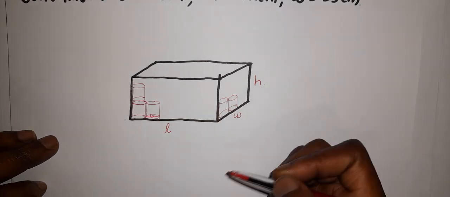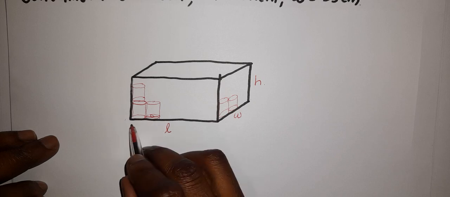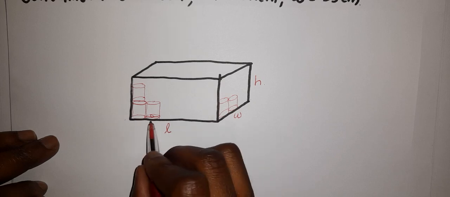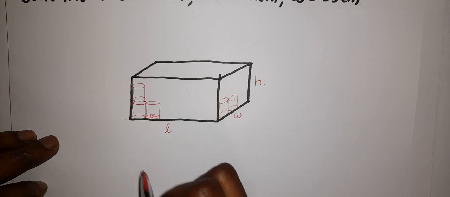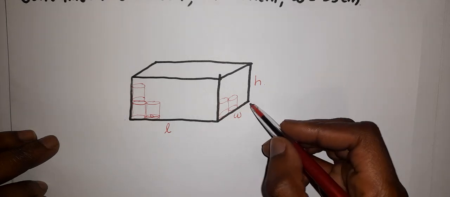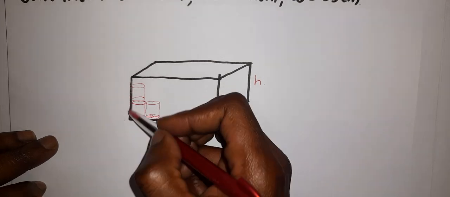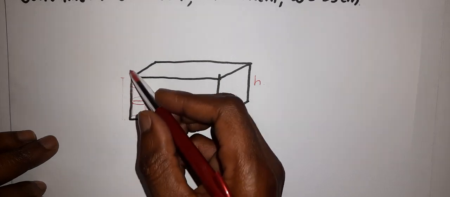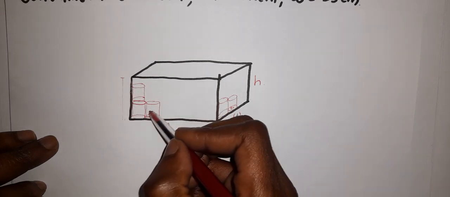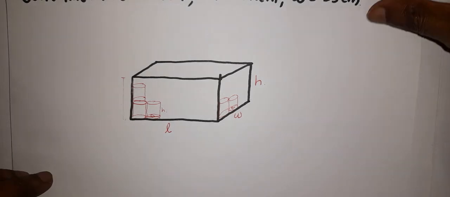Now looking at this one, in this direction we have the length divided by the diameter. Then in this direction, we have the width, still divided by the diameter. Then if we're looking at this direction, we actually have the height of the container divided by the height of the smaller can. Right, so let's just do the calculations.